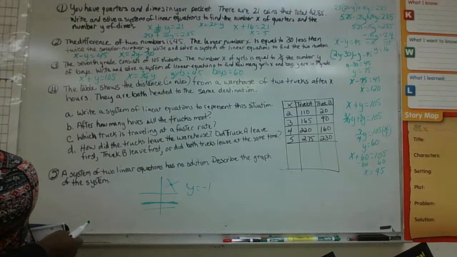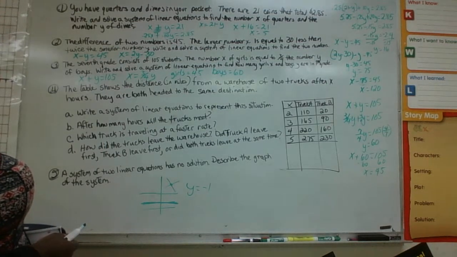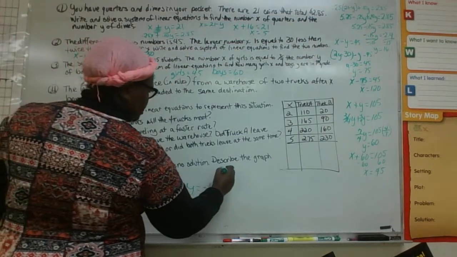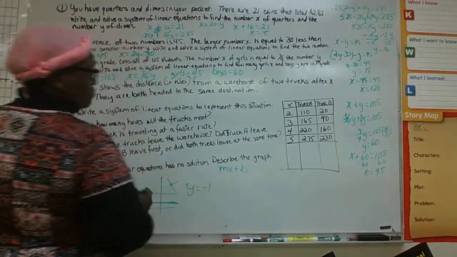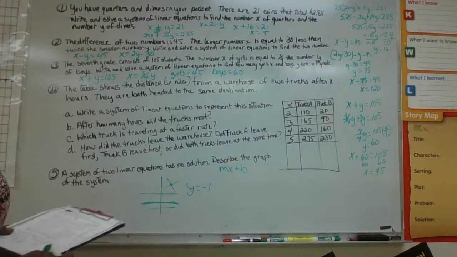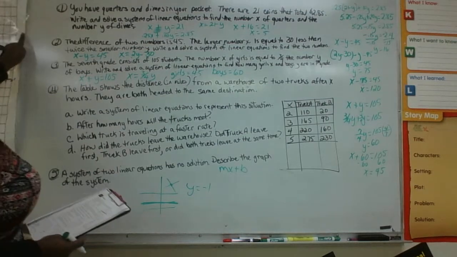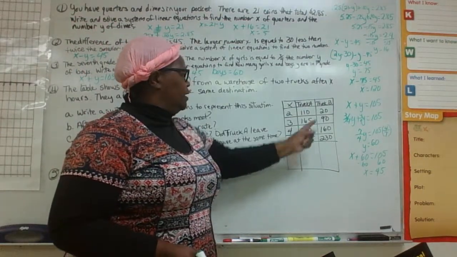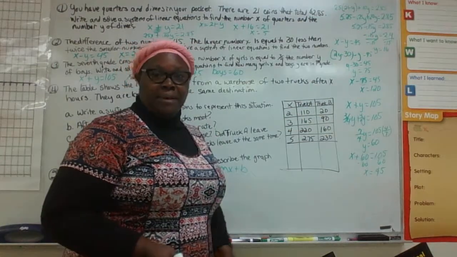The table shows the distance in miles from a warehouse of 2 trucks after x hours. They are both headed to the same destination. Write a system of linear equations to represent the situation. Now remember, when we do a system of linear equations, it is mx plus b, okay? So with that in mind, we're going to take a look. Now what we would normally do in a case like this is that we have an x, this is the y for truck A, we have an x, this is the y for truck B, okay?